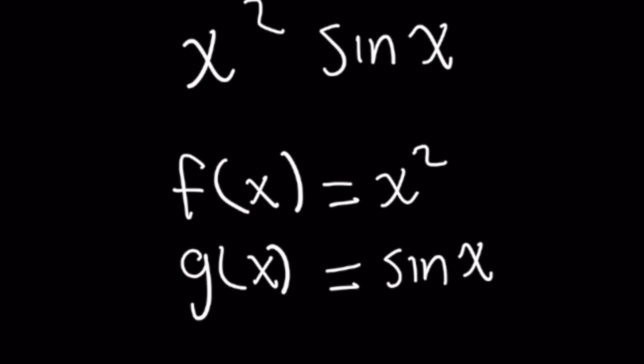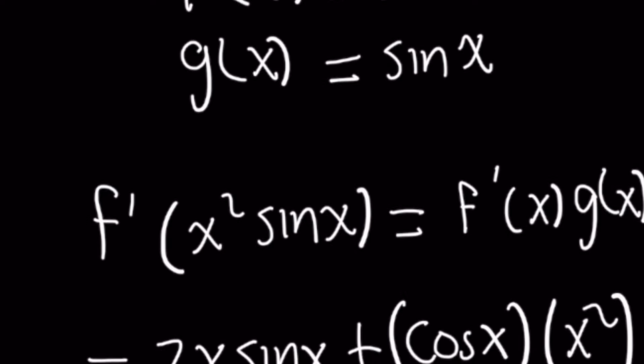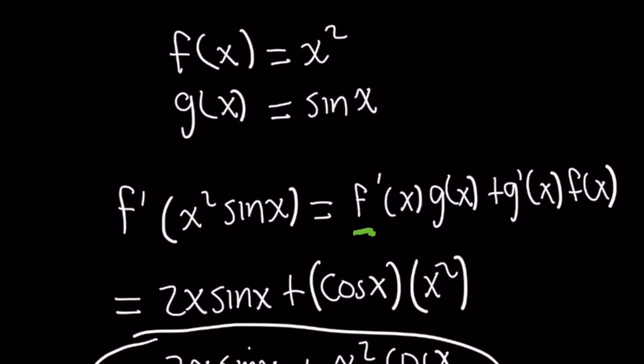To apply the product rule and get the proper derivative of the original question, x squared sine of x, what you've got to do is f prime of x, g of x, plus g prime of x, f of x. So in other words, you're taking a sum of two products, and for each product, one part of it is an original function, either f or g, and the other part is the derivative of the other function.